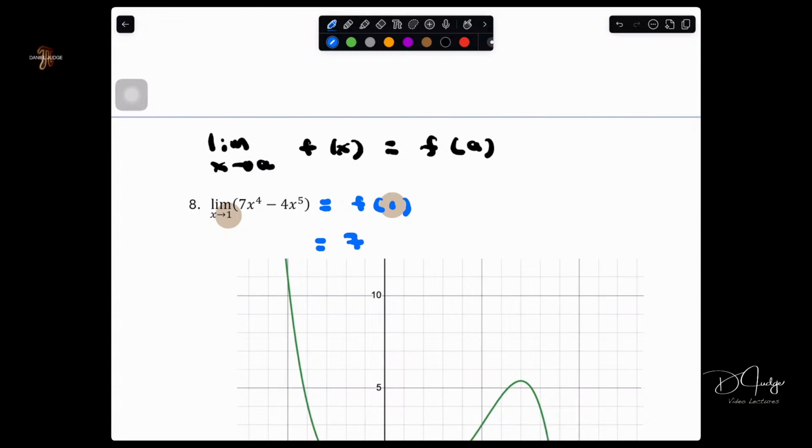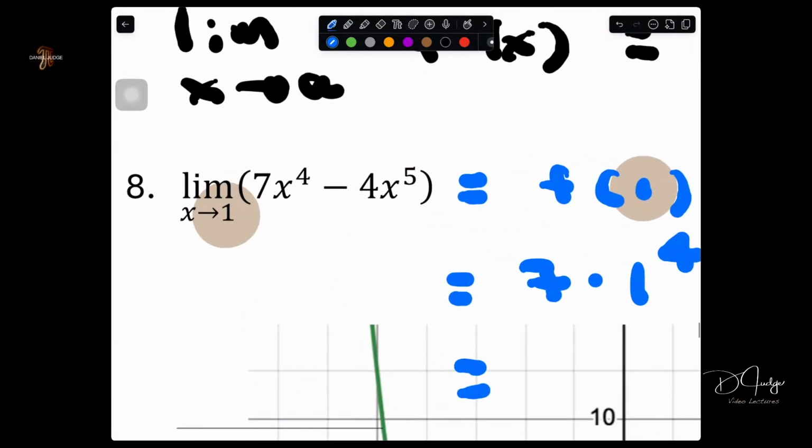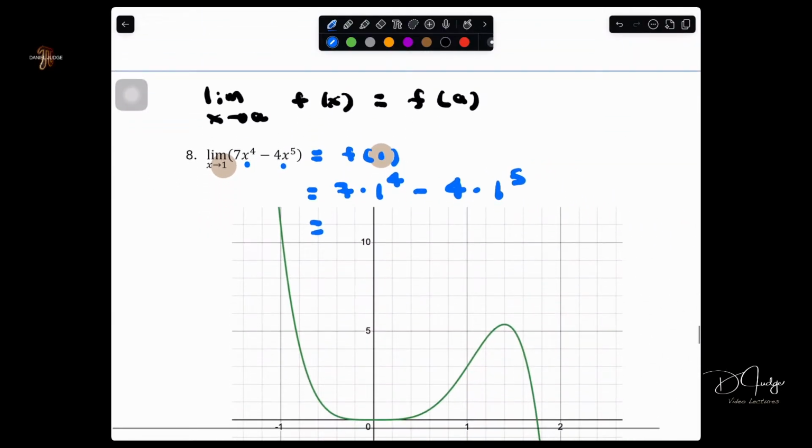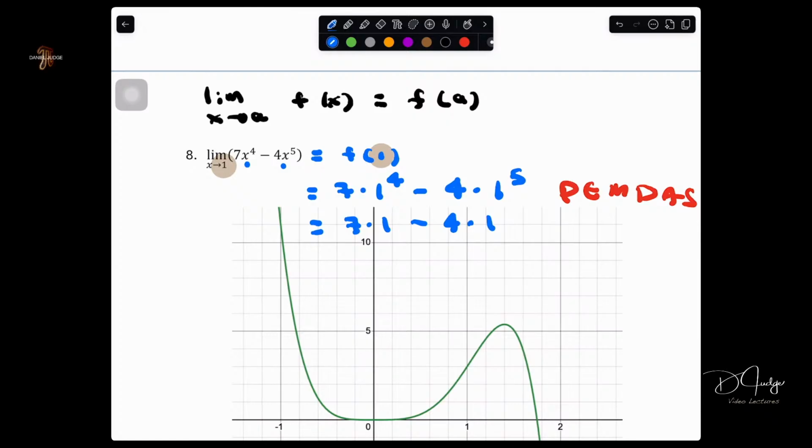So we take 7 times 1 to the 4th power minus 4 times 1 to the 5th power. We're plugging in 1 into that function here. That's what they mean by just simply evaluate the function. And by order of operations, please excuse my dear Aunt Sally, exponents go first, so it's 7 times 1 minus 4 times 1, which is 7 minus 4 equals 3. Ladies and gentlemen, there's your limit answer. You evaluated a limit.